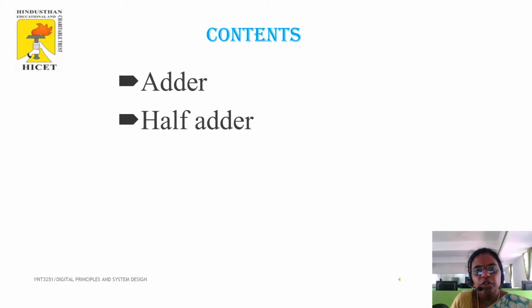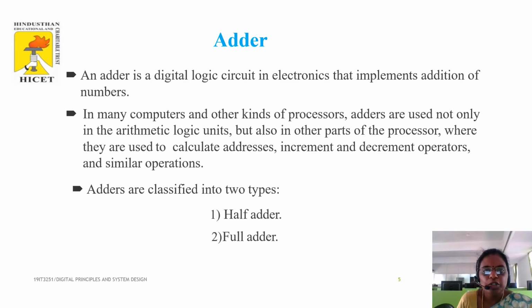Coming to the contents, we are going to discuss the adder and half adder. The adders are the basic building block of any digital electronic device that implements addition of numbers. In many computers and other kinds of processors, adders are used not only in arithmetic and logic units but also in other parts of the processor, where they are used to calculate addresses, increment and decrement operators, and similar operations. The adders are of different types, starting from the half adder and full adder.